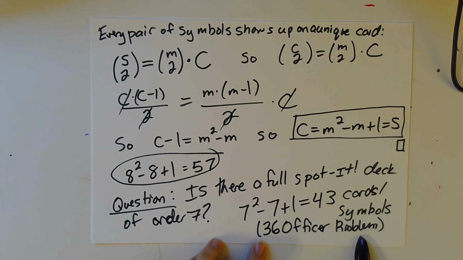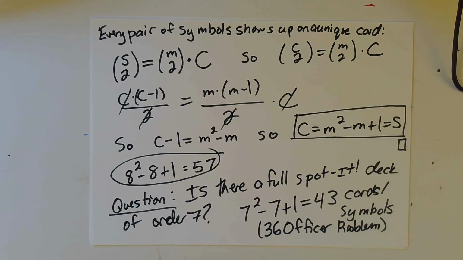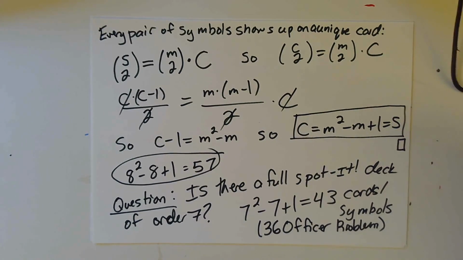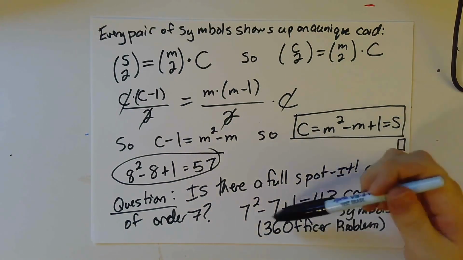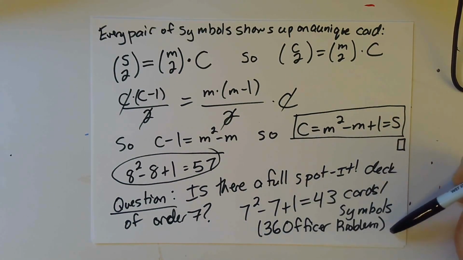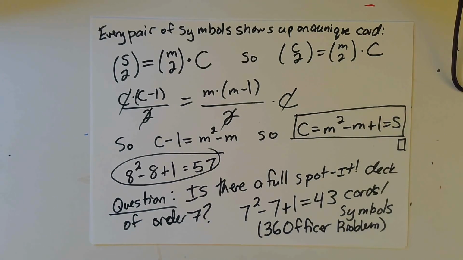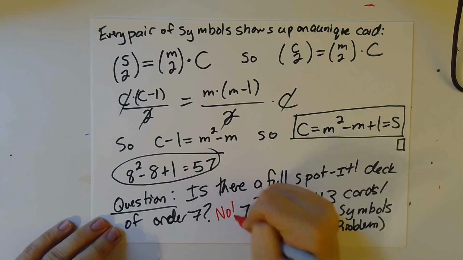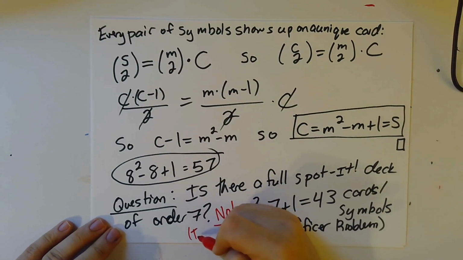Euler did not successfully solve the 36 officer problem, but later, a mathematician named Terry, that was their last name, did solve this problem and found that the answer, perhaps surprisingly, is no. So this is due to Terry.